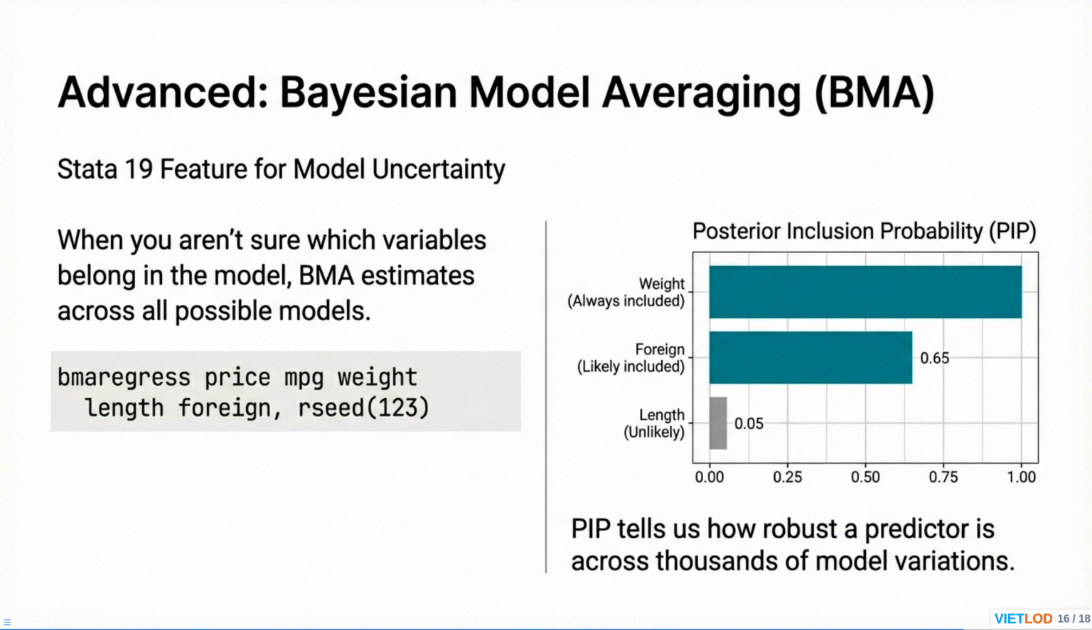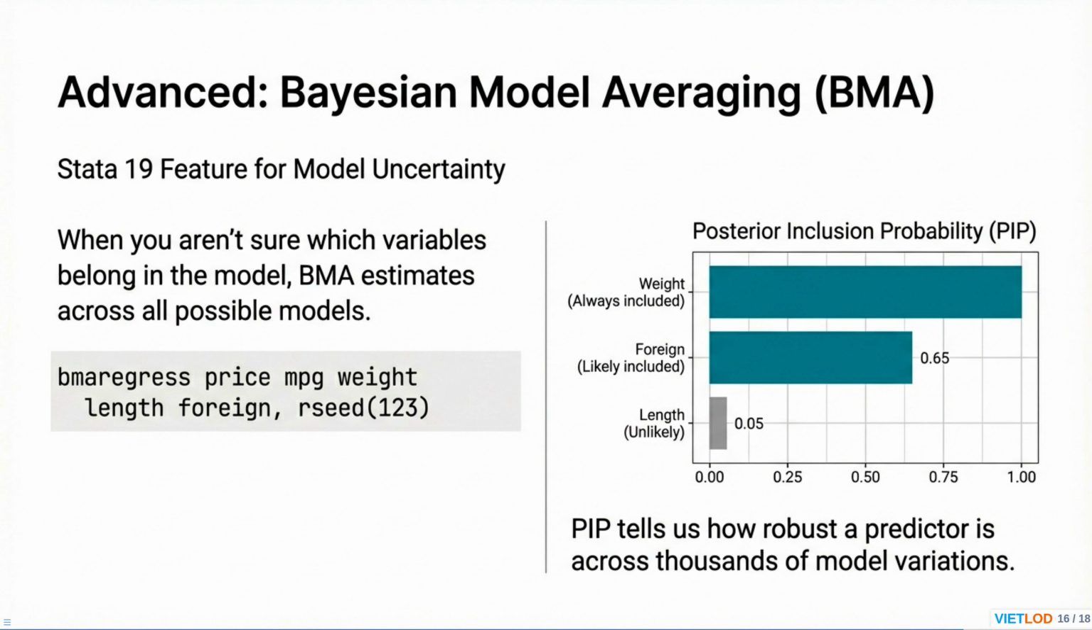Often, we're uncertain about which variables truly belong in our model. Traditional methods force us to select a single best model, but this ignores the inherent model uncertainty. Bayesian Model Averaging, or BMA, directly addresses this by estimating across thousands of possible models, each with different combinations of predictors. Stata 19 simplifies this with the BMA regress command. The key output from BMA is the posterior inclusion probability, or PIP, for each variable. This PIP tells us how robust a predictor is across all these different model specifications.